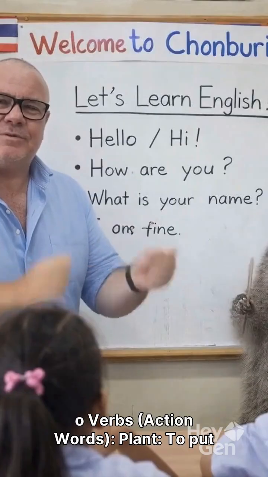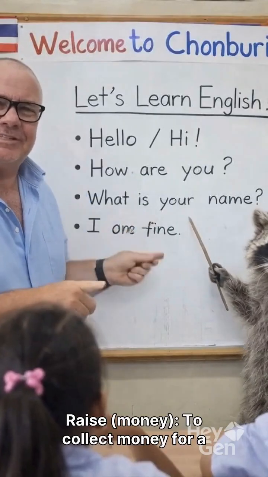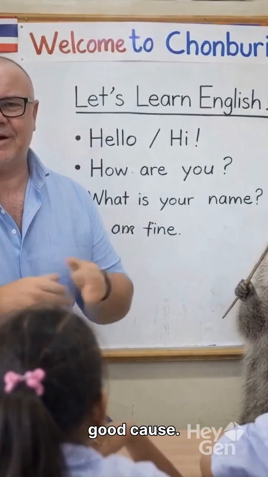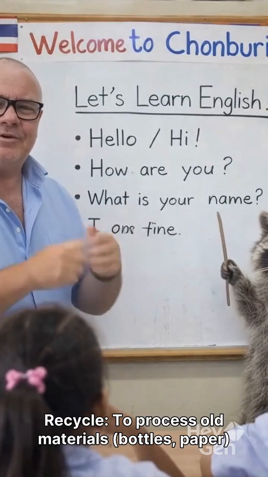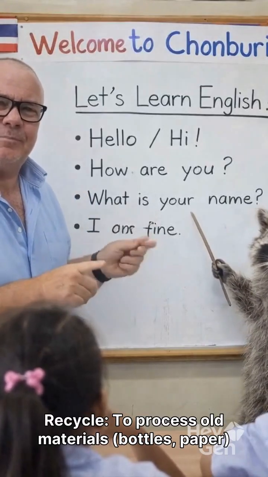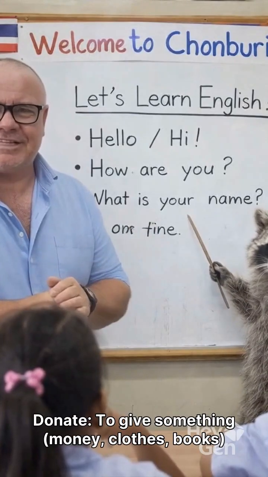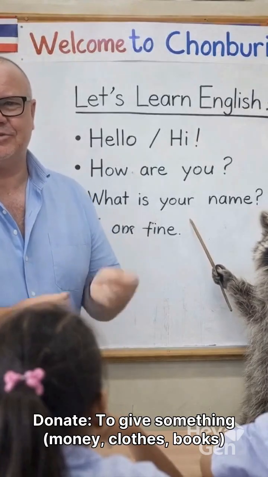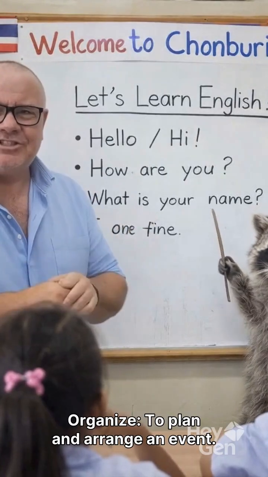Verbs. Action words. Plant: to put seeds or trees in the ground to grow. Raise: to collect money for a good cause. Clean: to remove dirt or trash. Recycle: to process old materials, bottles, paper, so they can be used again. Donate: to give something, money, clothes, books, to help others. Organize: to plan and arrange an event.